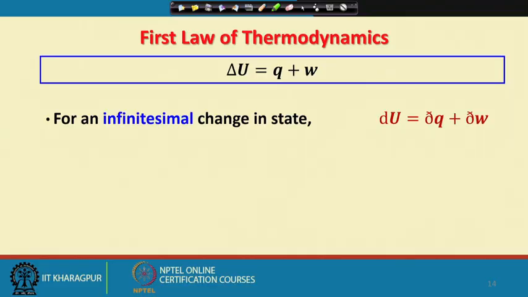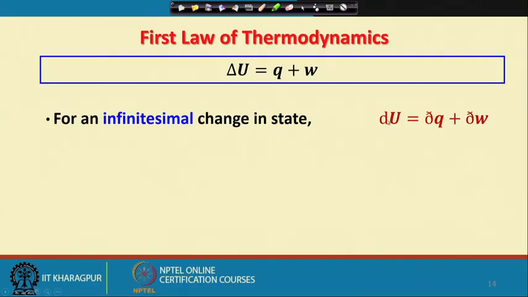So, this also says that I do not really have to have a finite process, I can also have an infinitesimal change, especially when I am talking about reversible processes. For an infinitesimal change, dU, the exact differential of the state function U, is a sum of two inexact differentials. This is the infinitesimal amount of heat exchanged between the system and the surrounding, and this is the infinitesimal amount of work done during the change in state that takes the system from a state having internal energy U to an internal energy U plus dU.